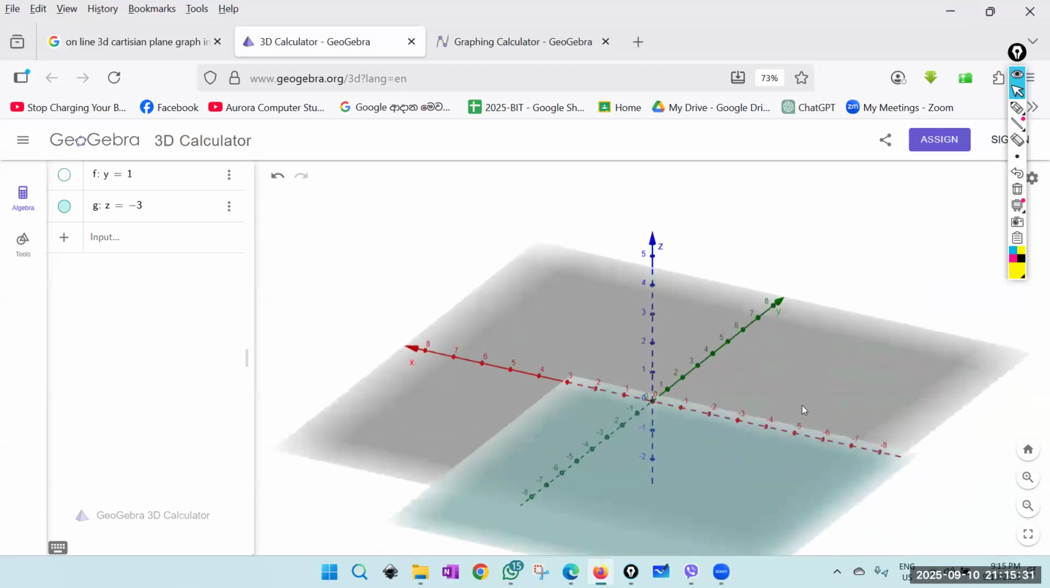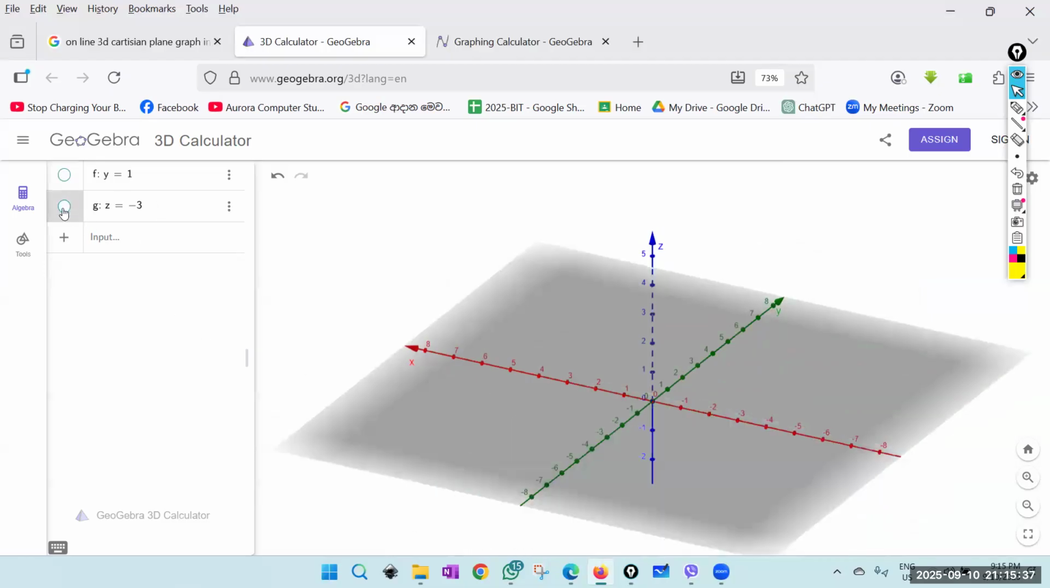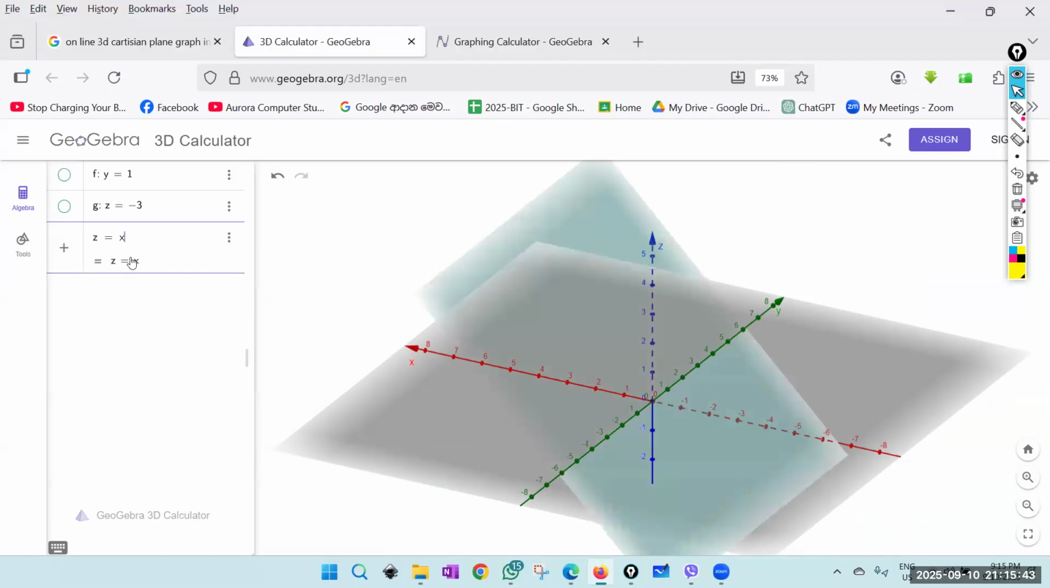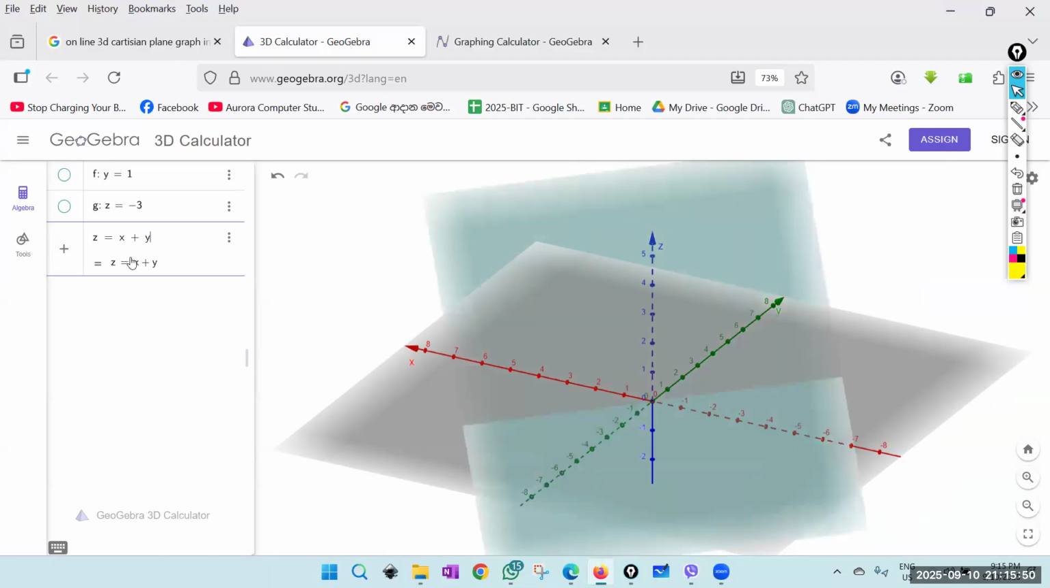Now you should be able to extend it to something like, say, z equal x, z equal x plus y. These are all linear systems.